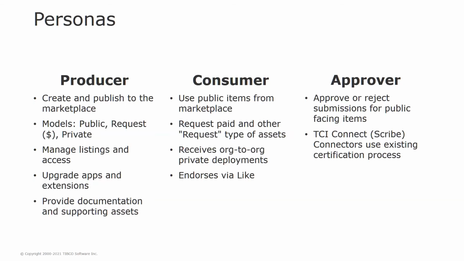So they can either get the private ones very easily, or if the one is paid or request only, instead of deploying it and getting it, they'll just hit the request, and it'll get put through the approval process for the producer, right? Otherwise, consumers can just receive these org-to-org private deployments. If I have my org and I know you're going to send me something, it'll just show up there and I'll be able to get it and deploy it, right? I can also endorse it via the likes. Now, the approver, this is from within TIBCO. People can either approve or reject the submissions.